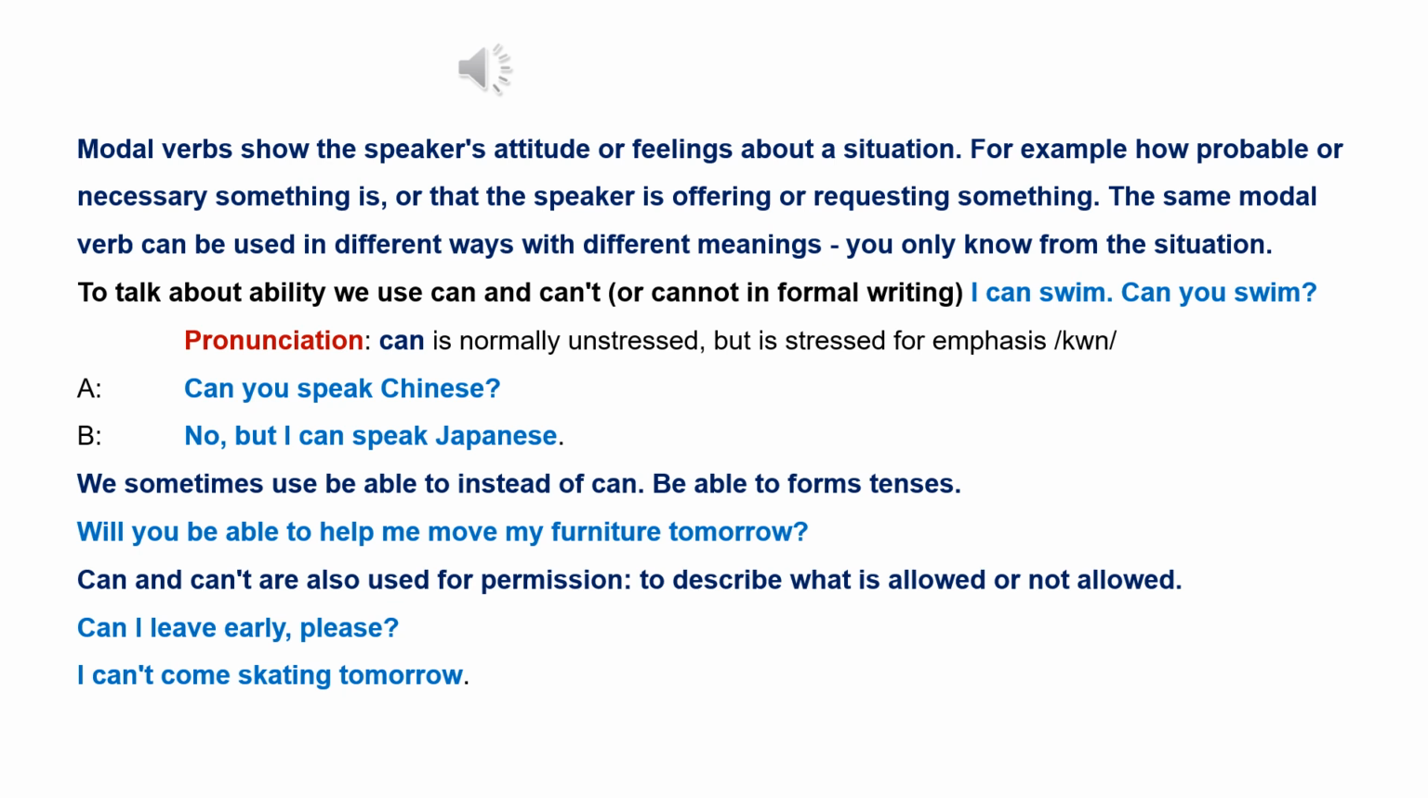Pronunciation. Can is normally unstressed, but is stressed for emphasis. Can you speak Chinese? No, but I can speak Japanese. We sometimes use be able to instead of can. Be able to forms tenses. Will you be able to help me move my furniture tomorrow?